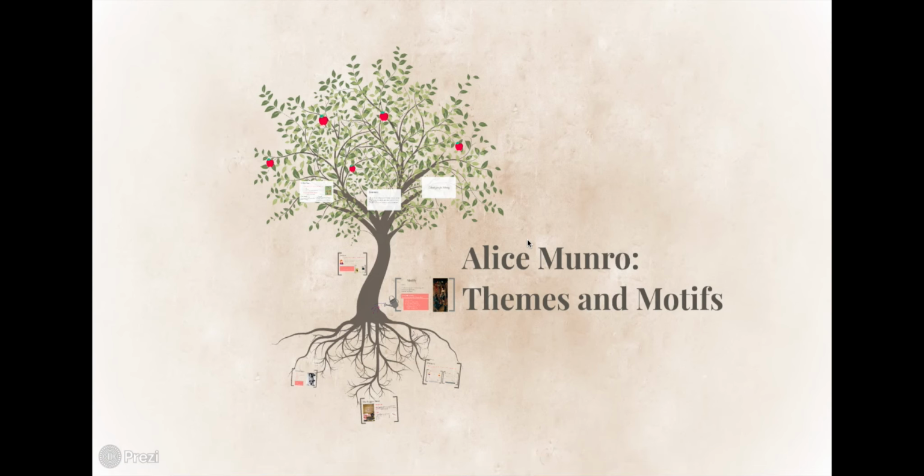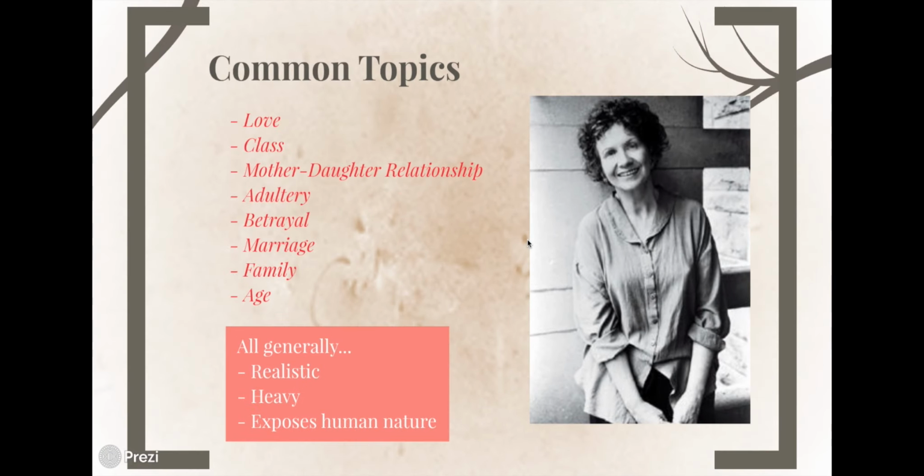Everyone, I'll be talking about themes and motifs in Alice Munro's short stories today. Firstly, we're going to look at some common topics that she often uses. The most frequent ones in her works are love, social class, mother-daughter relationships, adultery, betrayal, marriage, family, and age. And as we know, these are all topics, and she uses these to transform them into themes.